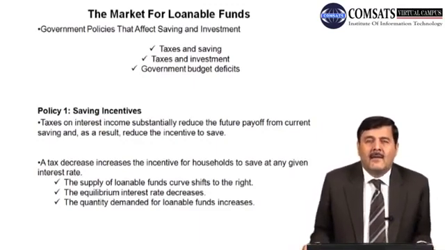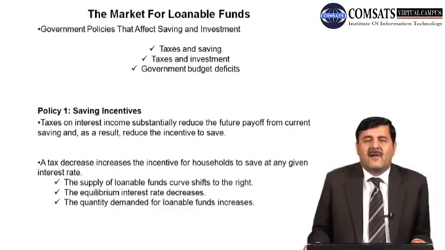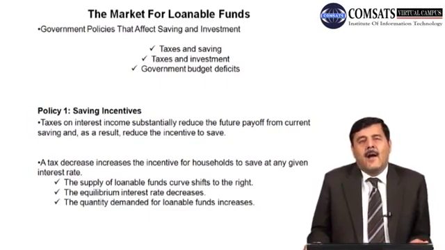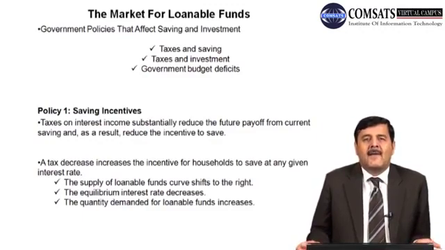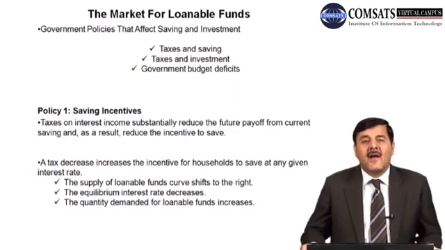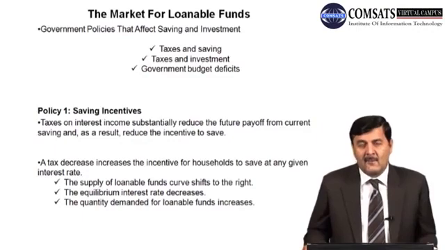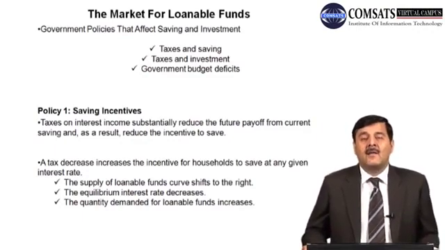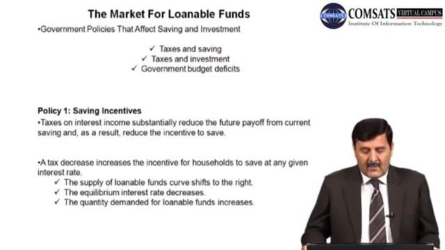So when we talk about taxes, saving and interest rates, we said that when the government increases taxes on people's income, there is less incentive for people to save at the given interest rate. And similarly, if the government decreases the taxes, this will provide an incentive to the household to save more at some given interest rate in the economy.